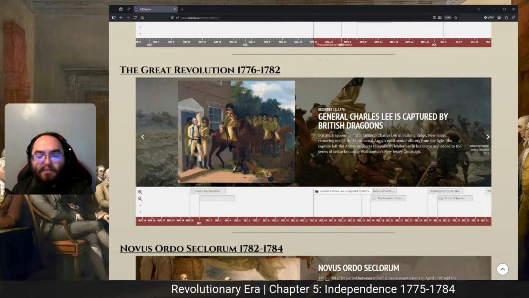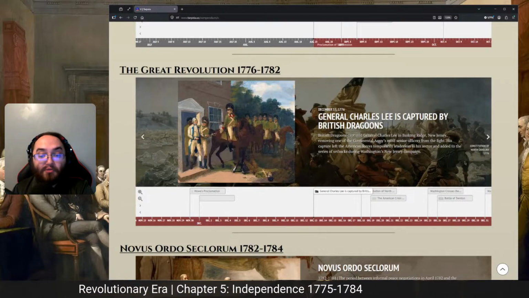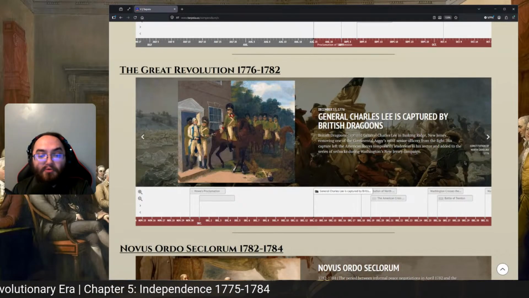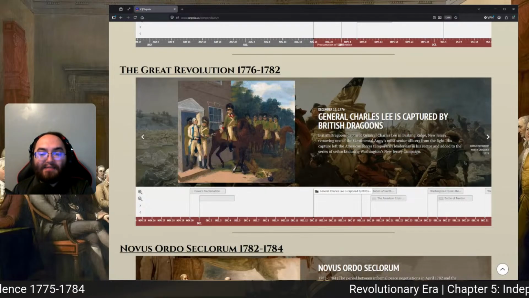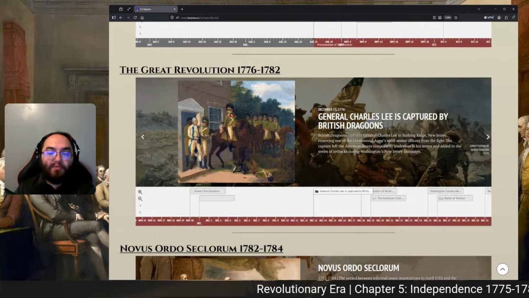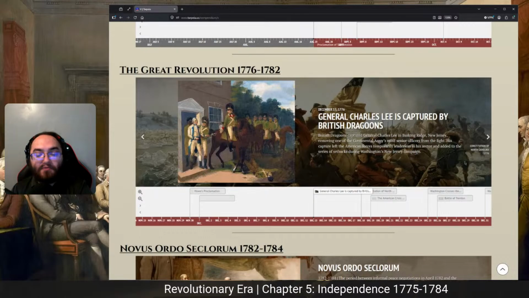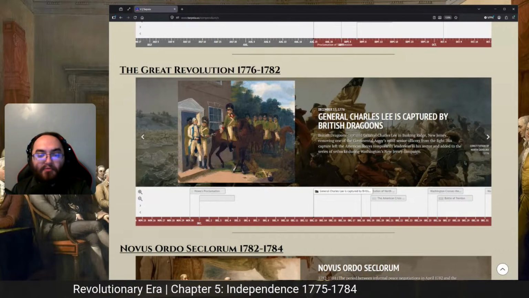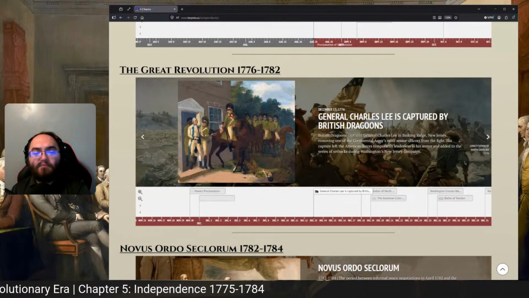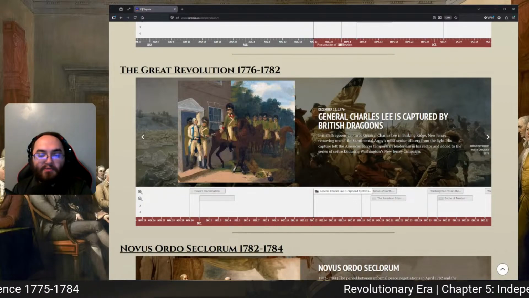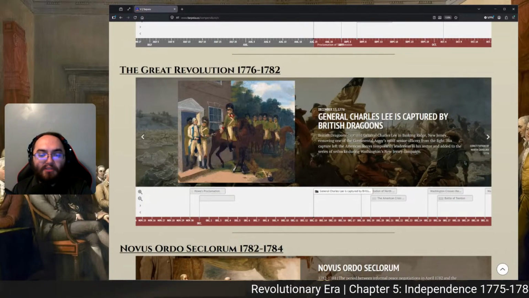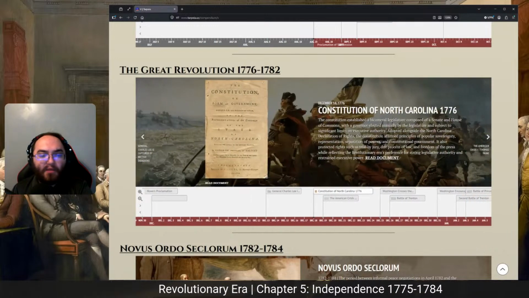General Charles Lee is captured by British dragoons. The British dragoons captured General Charles Lee in Basking Ridge, New Jersey, removing one of the Continental Army's most senior officers from the fight. His capture left the American forces temporarily leaderless in this sector and added to the series of setbacks during Washington's New Jersey campaign.